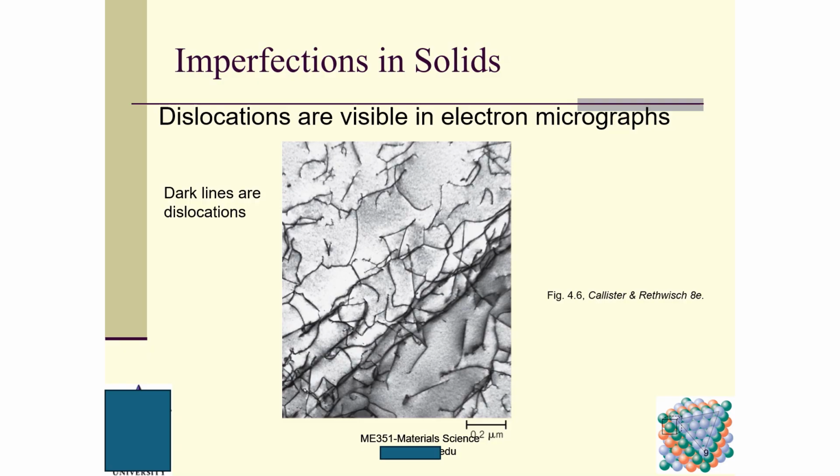Then we talk about how we can identify these imperfections in solids. So these dislocations are visible in electron micrographs. You can look at here. These are the dark lines here, and they are these dislocations. And whenever in our quiz or exam, I might give you these electron micrographs and ask you what these dark lines are, and then you should be able to tell me this is dislocations.